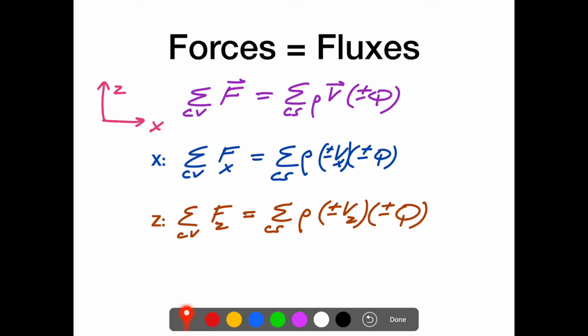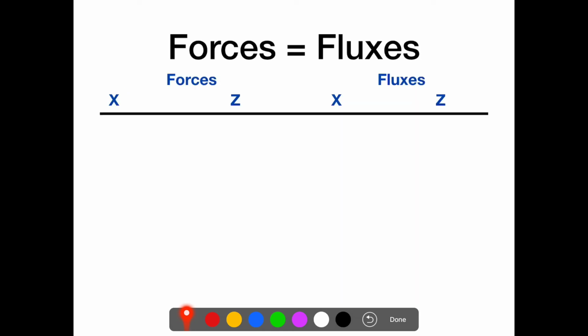The equations that we're going to end up plugging things into, there's actually two equations, one equation for each component of our coordinate system, x and z. We're going to add up all the forces in the x direction, and we're going to set it equal to all of the fluxes in the x direction, and we're going to do the same for the z. Okay, so watch how this works. So I think it's best to make a table. So I make forces on the left and fluxes on the right. We have our x and z components for each.